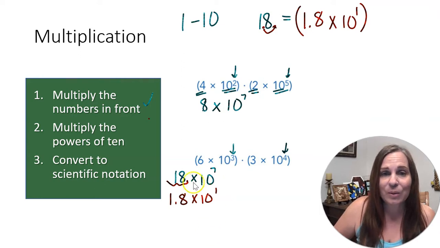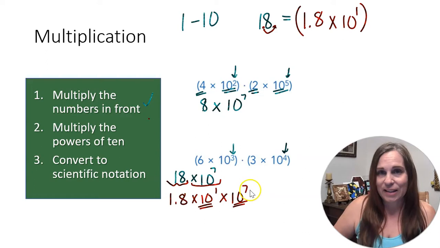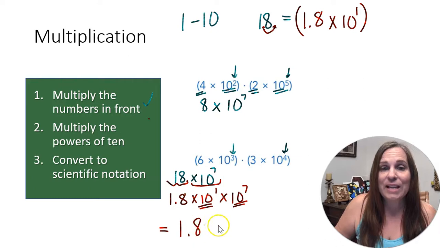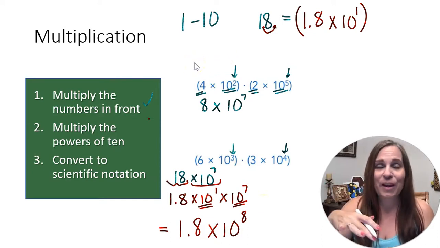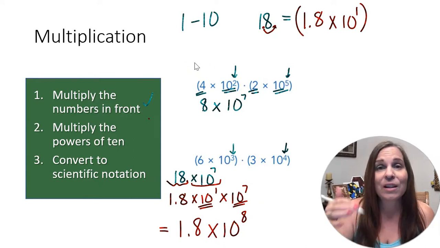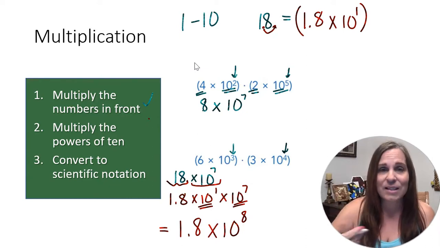Now don't forget, we still have this times 10 to the 7th hanging out over here at the end. But we know that when we have 2 powers with the same base, we just add the exponents. So my final answer for this problem is 1.8 times 10 to the 8th. So after you multiply or divide, you always have to make sure that your final answer is also in scientific notation. If it's not, put it in scientific notation and then continue simplifying.